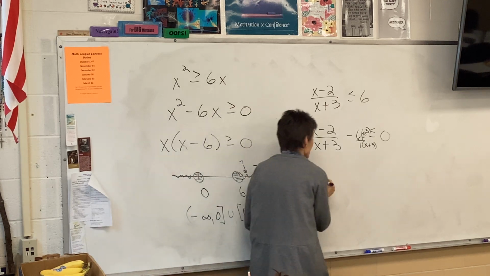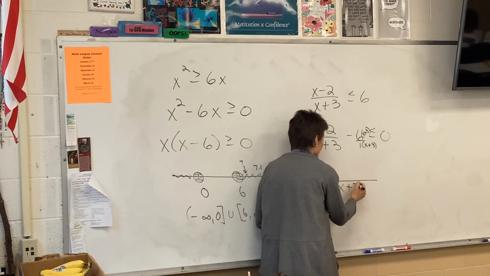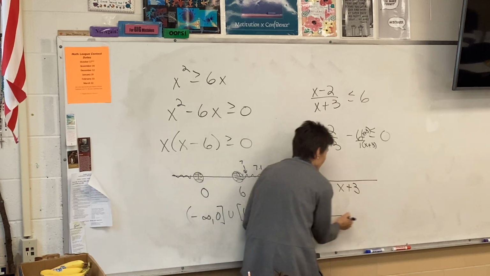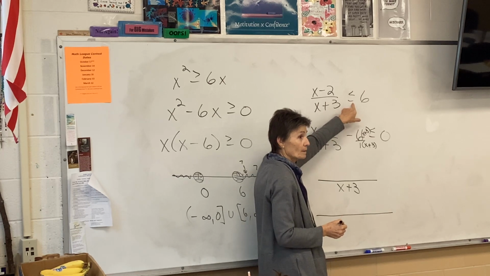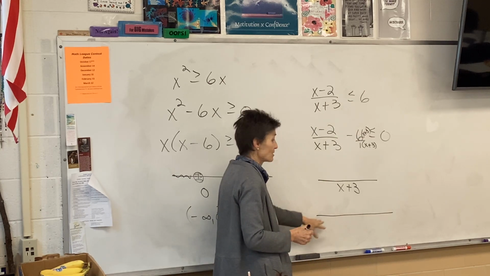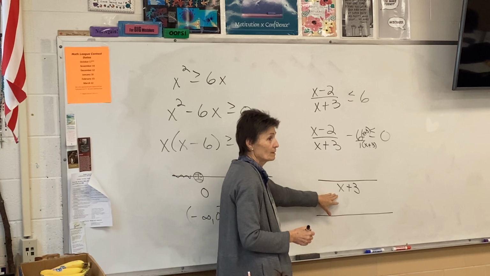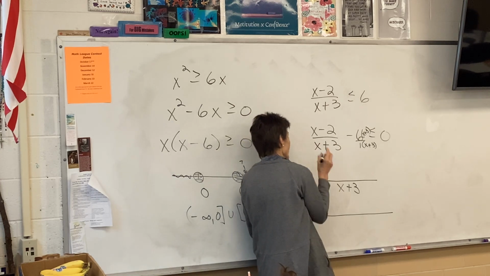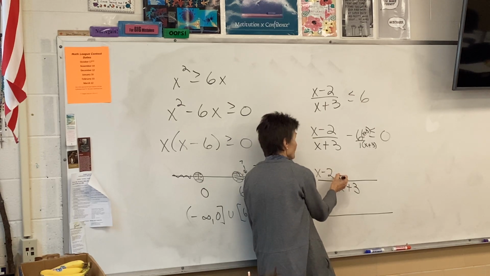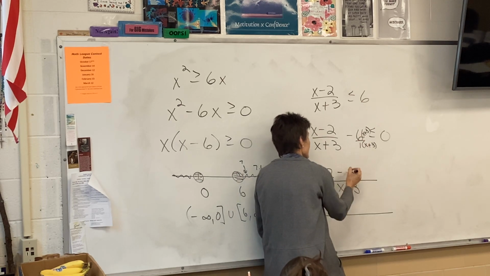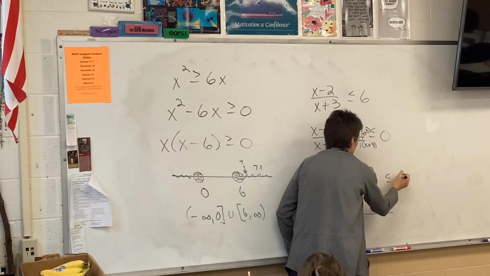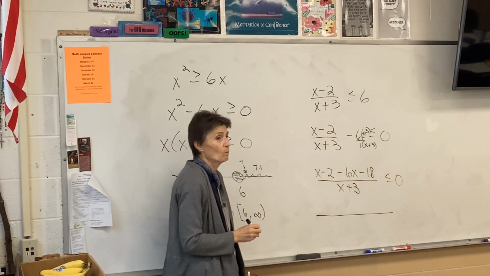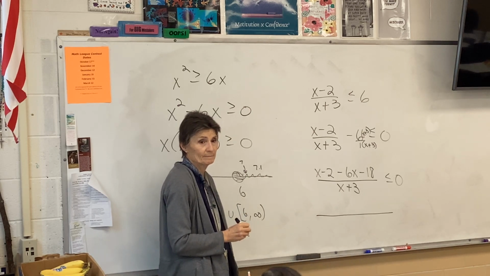You must keep your denominator because it's going to give you a dot. We're going to go to the number line eventually, right? And the denominator is going to give you a dot, so you have to keep it. What do I have in the numerator? Very careful. x minus 2 minus 6x minus 18. Please watch your arithmetic.